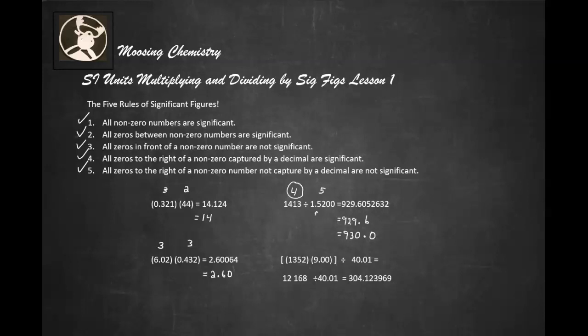All right, last but not least, let's look at this number here. We got a multiple step here. We have 4 sig figs here and 3 sig figs here, and we have 4 sig figs there. So when we divide this through and multiply, we get 12,168 divided by 40.01. So that gives us 304.123969. All right, so the 3 sig figs is our smallest number. So we're going to answer this number as 304.